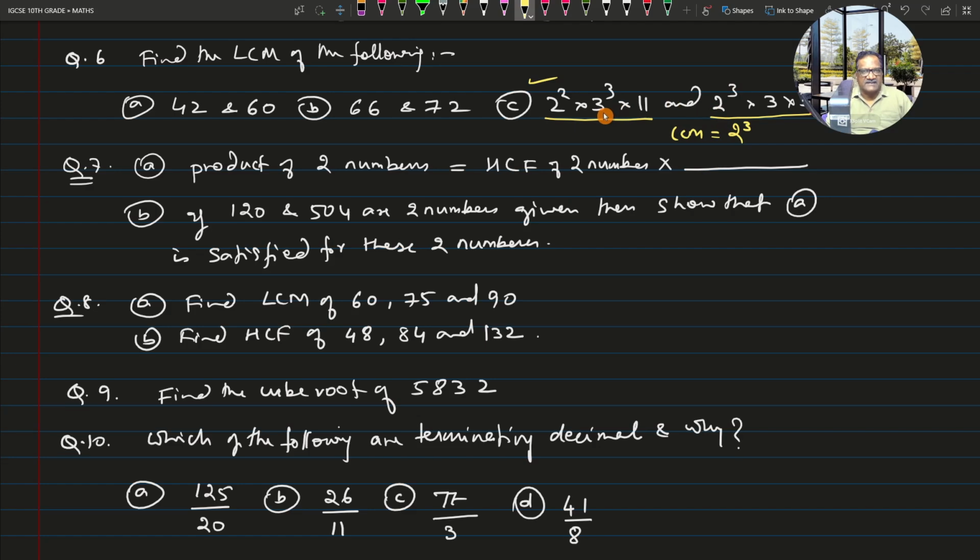Then I'll go for 3. I have 3 raised to 1 over here, and I have 3 raised to 3 over here. So I'll take 3 raised to 3 and not 3 raised to 1. The one with the higher power you have to take.